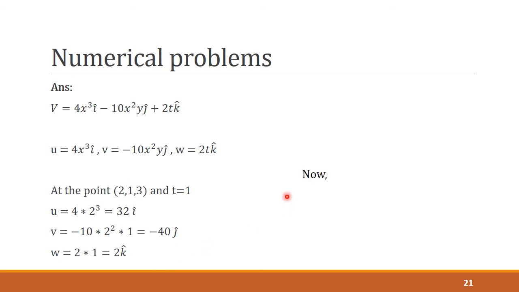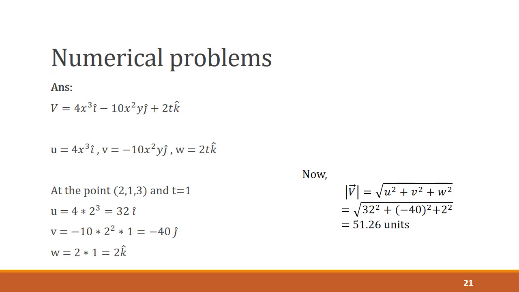If you want to find out the magnitude of v, it is given by square root of u squared plus v squared plus w squared, which comes to square root of 32 squared plus minus 40 the whole squared plus 2 squared, which comes to 51.26 units. So this is the resultant velocity. The next one is asking us for resultant acceleration. So we are going to use the formula that we know of ax, ay and az.